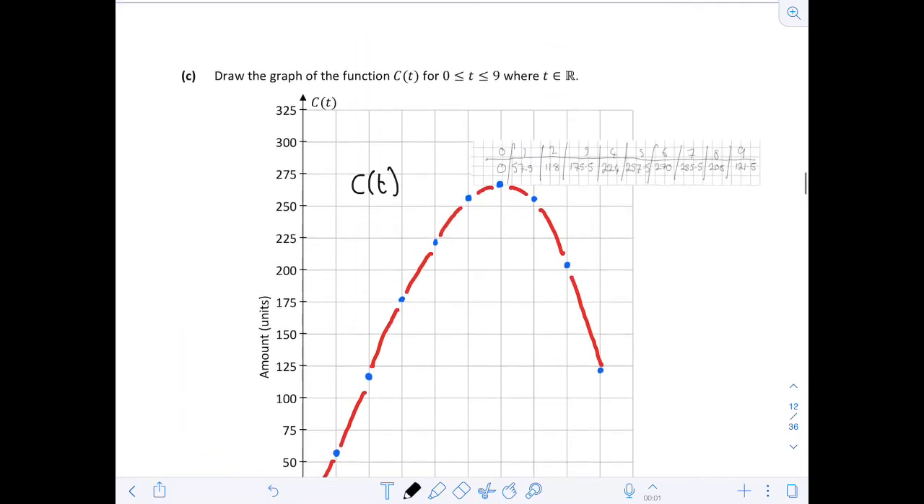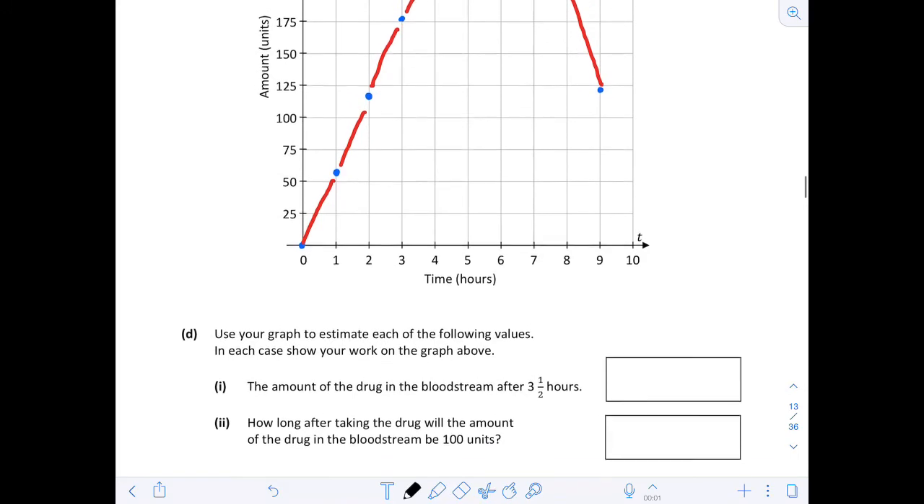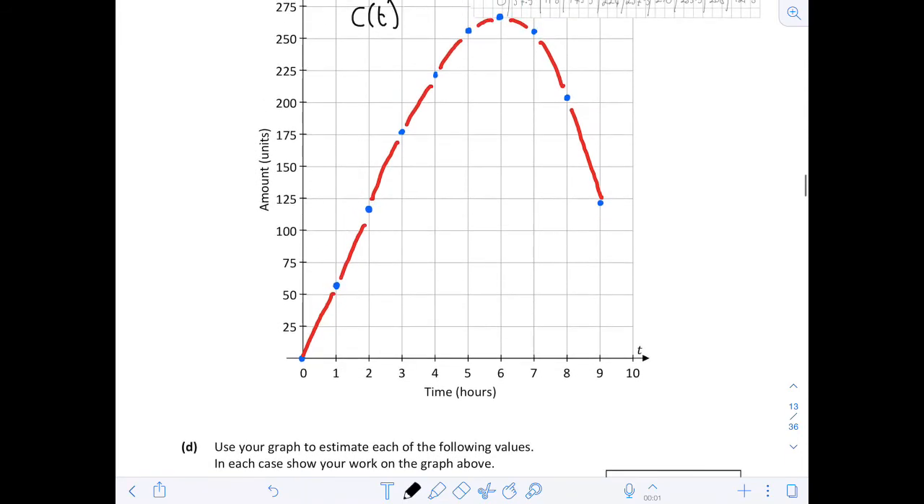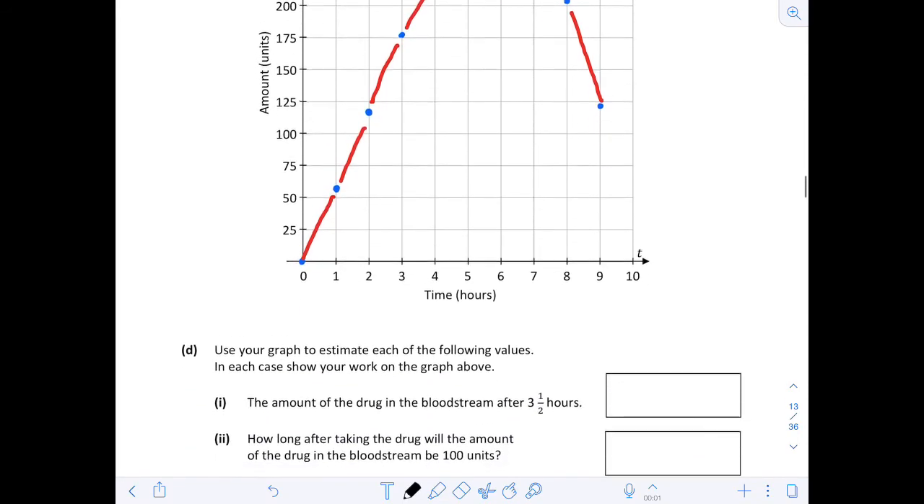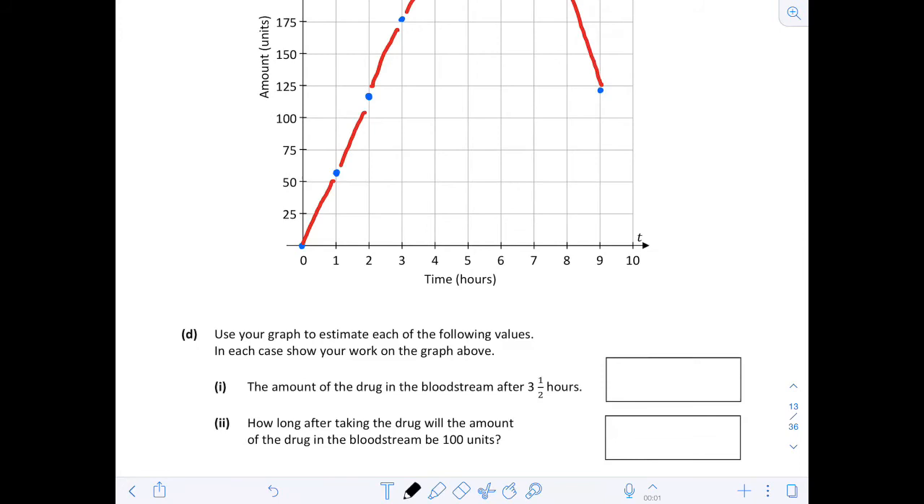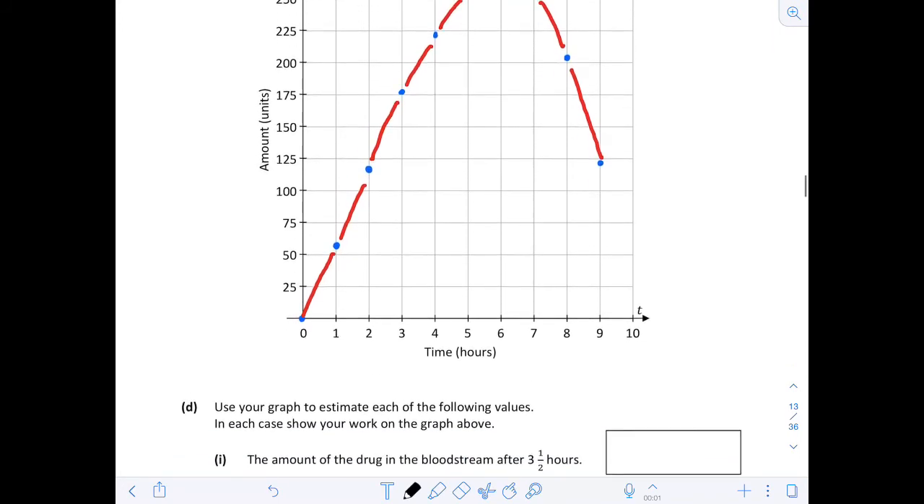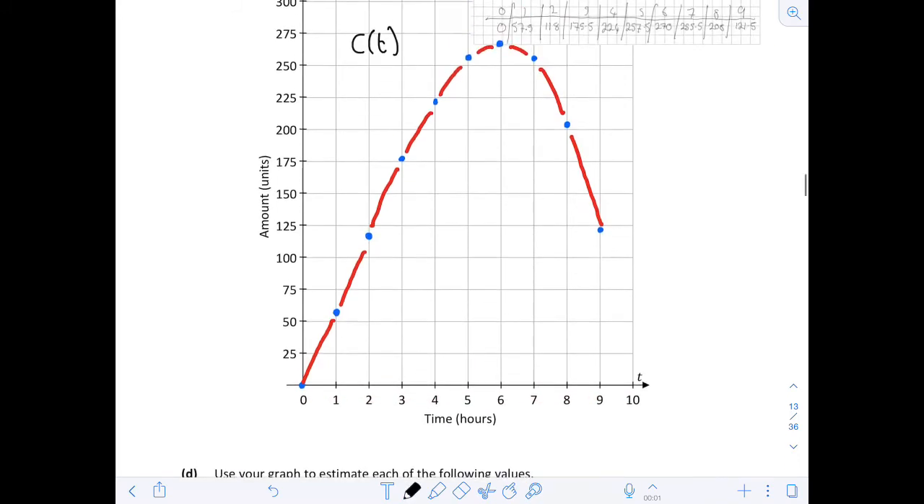Now, use your graph to estimate each of the following values. In each case, show your work on the graph above. The amount of the drug in the bloodstream after 3.5 hours. Okay, so 3.5 hours, that's on this axis down here. So I go to 3.5 on that axis.